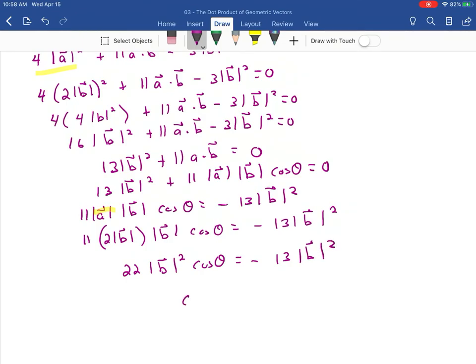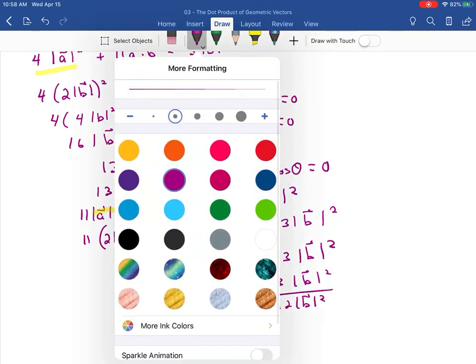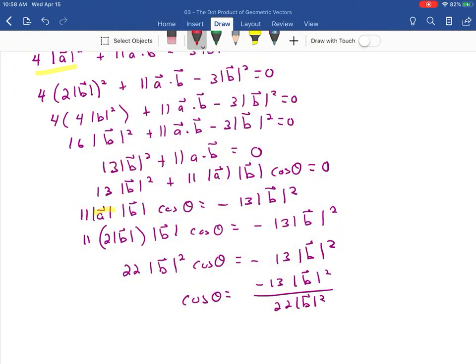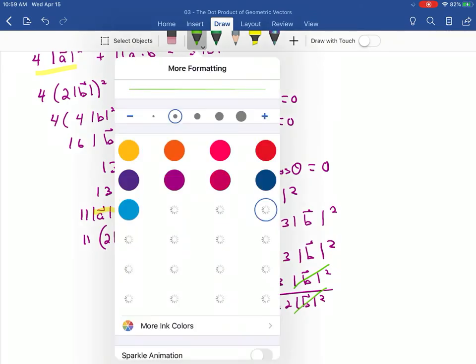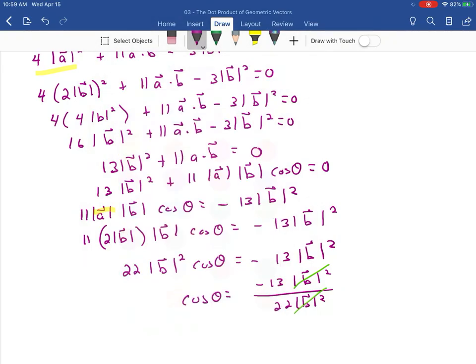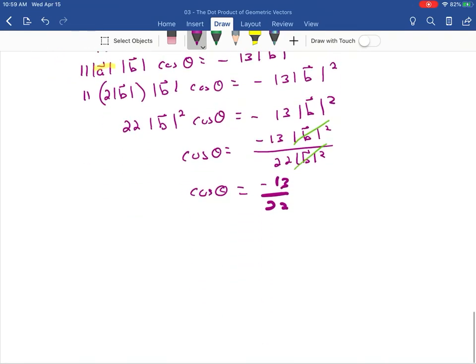And hopefully I've held your brain just long enough to get to this step, because look what happens here. When I solve for cos theta, I get negative 13 magnitude of b squared over 22 magnitude of b squared. And those magnitude of b's go. What color am I going to use to cancel out? A nice green. Gone. And what I get is cos theta equals negative 13 over 22.